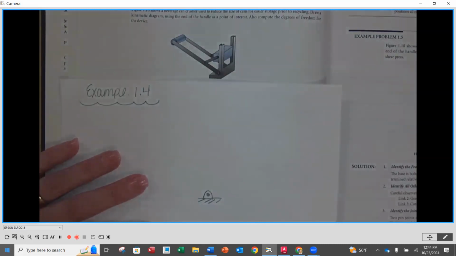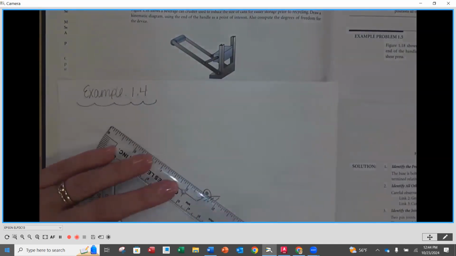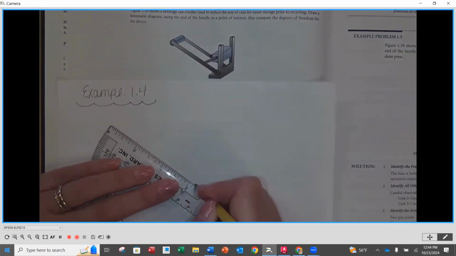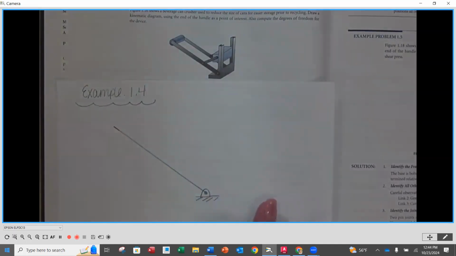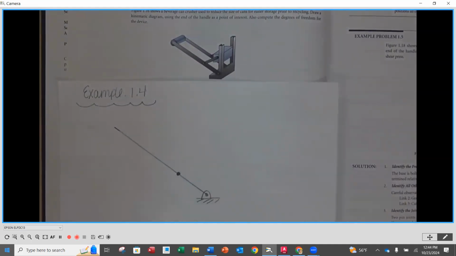Now, as I look at this can crusher and I look at that angle, you'll notice that I am going to show that handle going straight up and out. It does say in our problem statement that the end of the handle is a point of interest. So I do want to go all the way out there, and I have a pin connection right about here. Now, sometimes you wonder, can I just leave it like that? You could. But when we look at that piece, it looks like it's two separate pieces because of that joint in the middle, doesn't it?